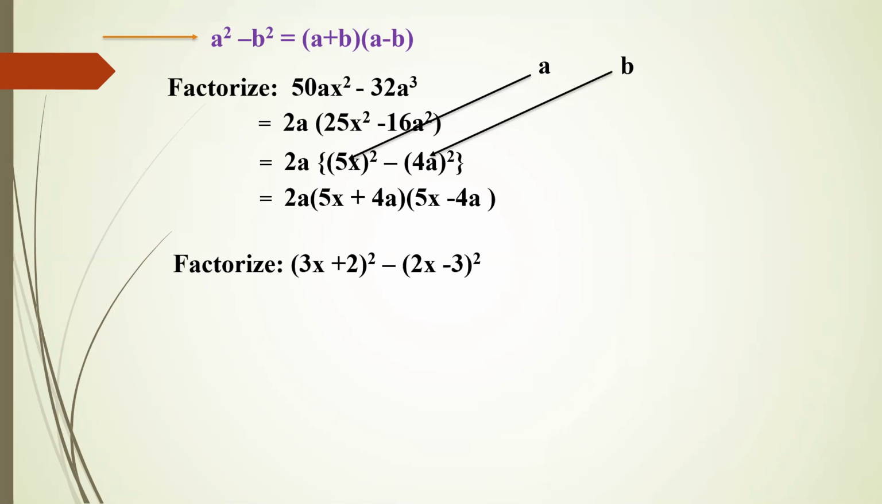Okay, let's get another example. Look at this closely. You can even use here a plus b whole square and a minus b whole square, but we are factorizing. So let's not do that. Let's not expand it. Instead, let's consider this as a and this as b. Now, again, you can compare with a square minus b square.